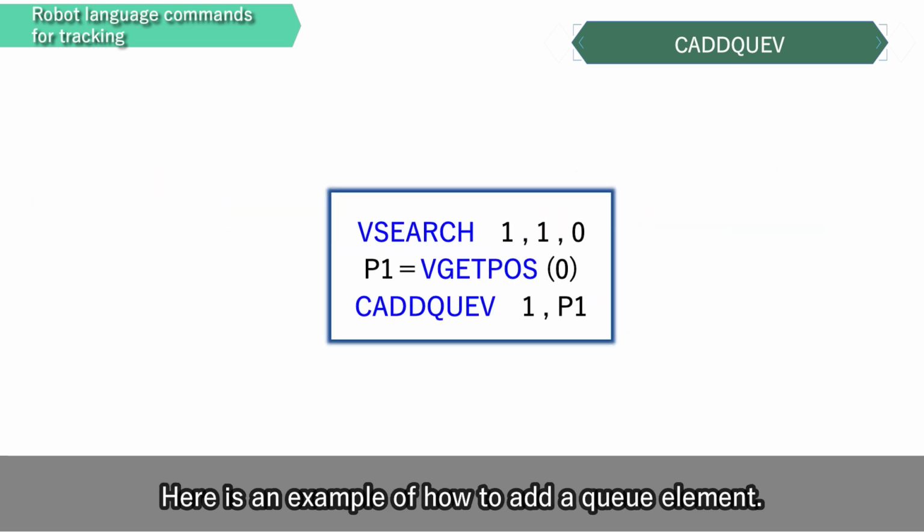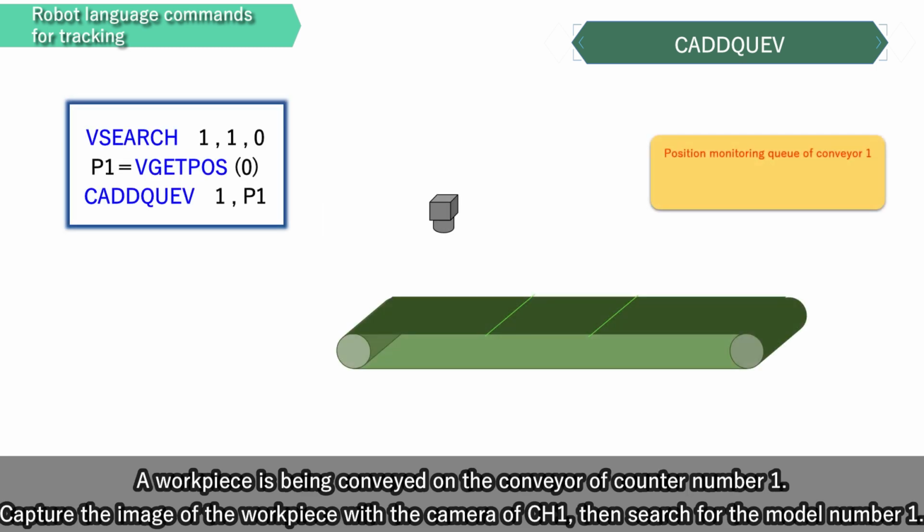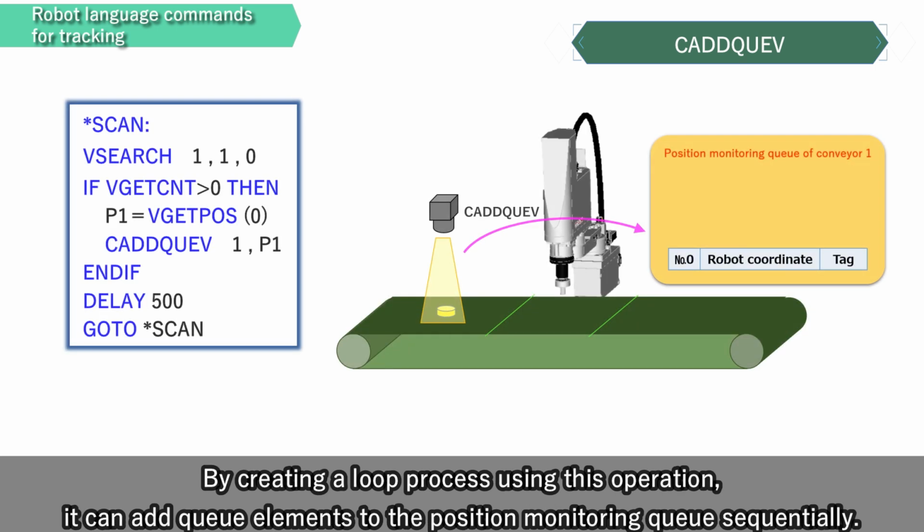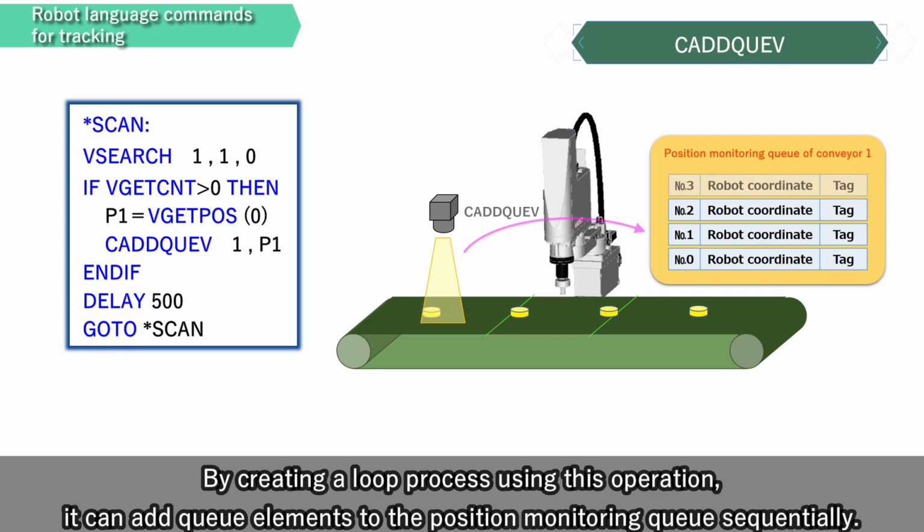Here's an example of how to add a queue element. A workpiece is being conveyed on the conveyor of counter number 1. Capture the image of the workpiece with a camera of channel 1, then search for the model number 1. Store the workpiece detected position to P1. Add the data of P1 to the queue element of position monitoring queue. By creating a loop process using this operation, it can add queue elements to the position monitoring queue sequentially.